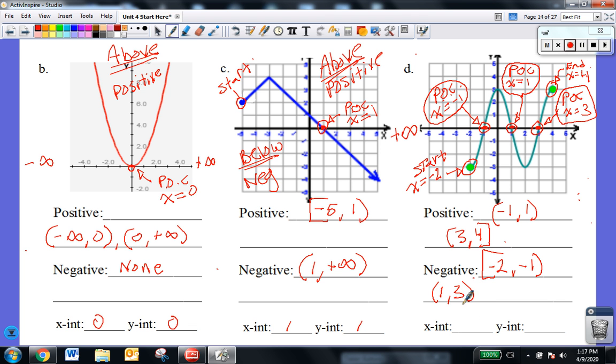We have x-intercepts at negative 1, another one at 1, and then another one here at 3. It looks like we have one y-intercept right here at y equals 3. And that is it for positive and negative intervals.